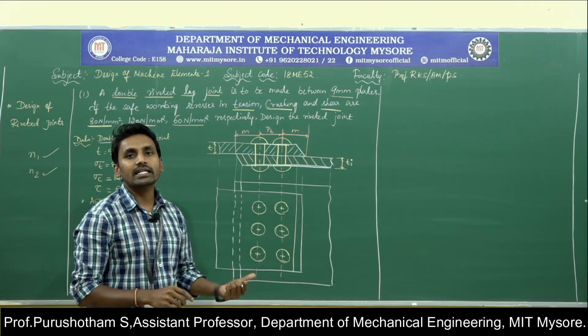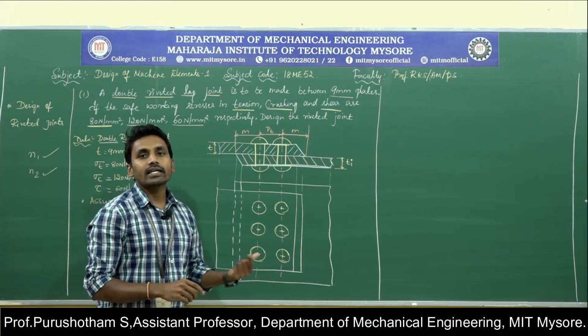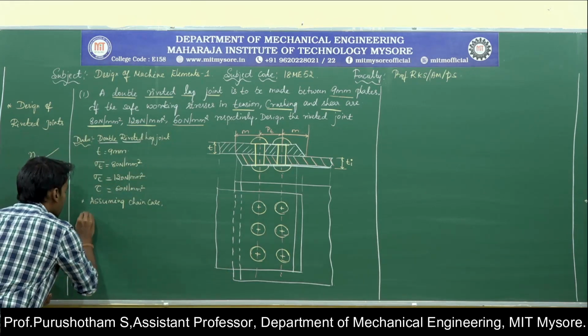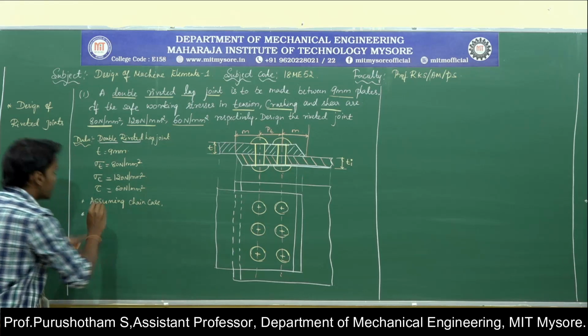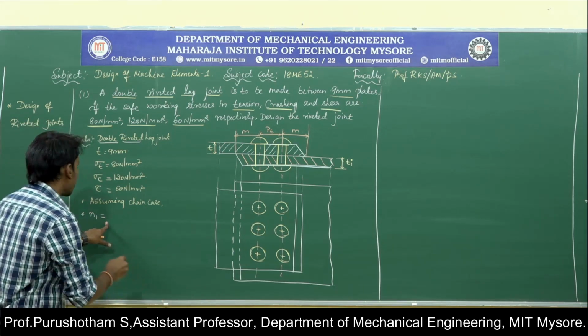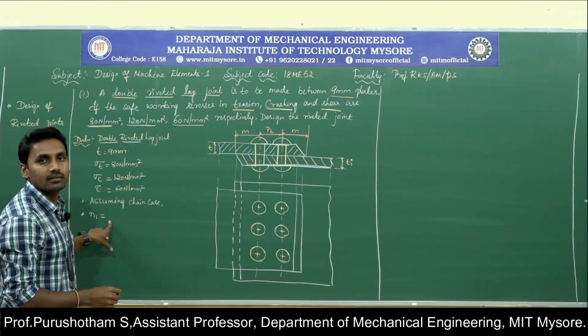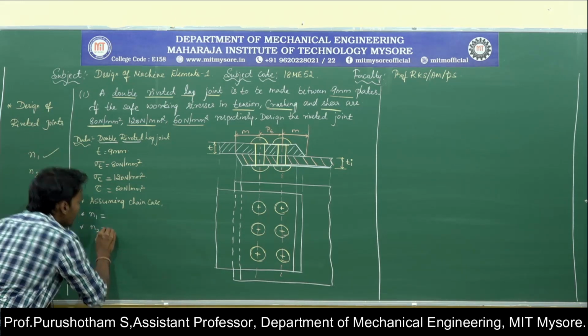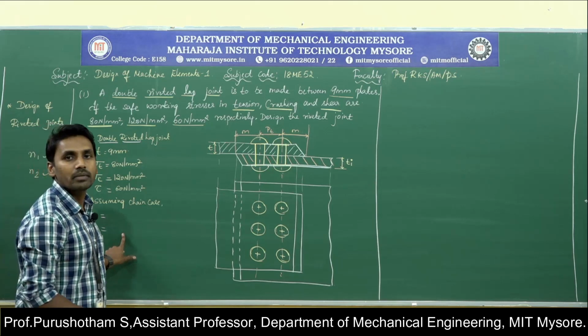So now what we need to calculate? We need to calculate the N1 and N2 values. N1 is the number of rivets subjected to single shear per pitch length. N2 is the number of rivets subjected to double shear per pitch length.